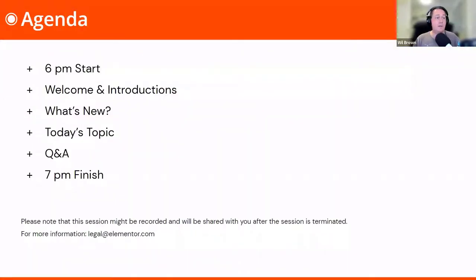Here's the loose agenda for tonight. We try and start on time, 6 p.m. We do welcome and introductions. We do a little what's new in Elementor world. Sometimes there's lots, sometimes there's not. Then we jump into today's topic, which is build a site in 30 minutes with Scikit-Learn. John's going to be taking you through that one today. We should have some time for Q&A at the end. I'm trying to finish around 7 o'clock, just so you know roughly what the agenda is tonight and how long you are committing.